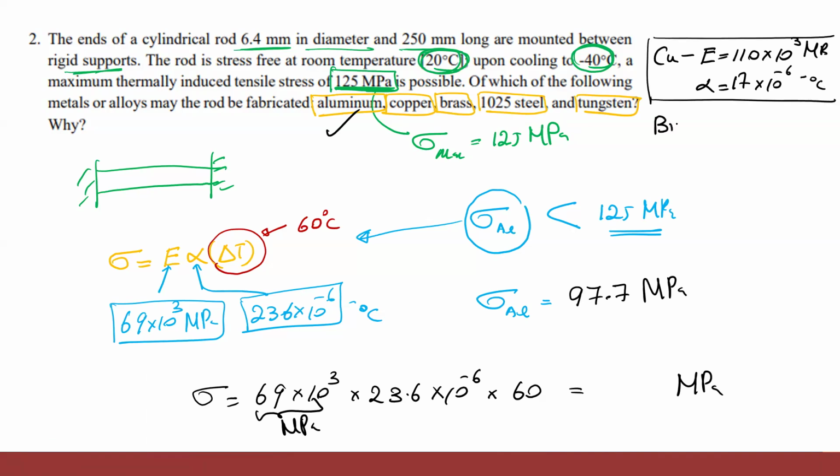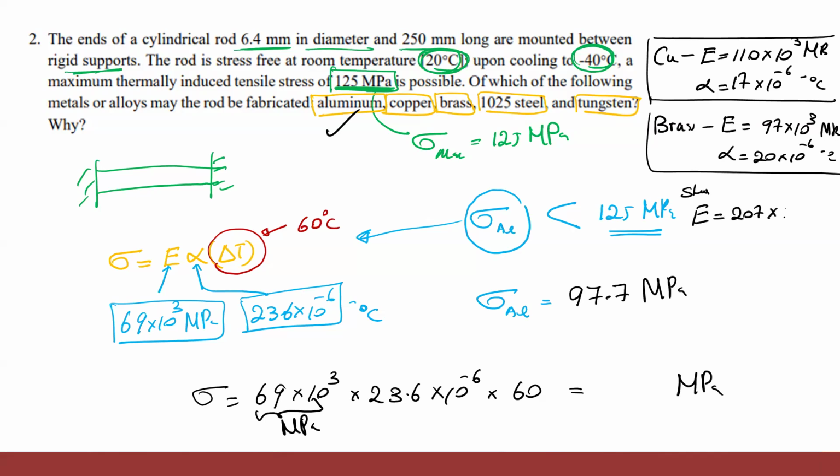And for brass, E will be 97 times 10 to the 3 megapascals, and alpha will be 20 times 10 to the negative 6 per degree Celsius. And for steel, E will be 207 times 10 to the 3 megapascals, and alpha will be 12 times 10 to the negative 6 per degree Celsius.